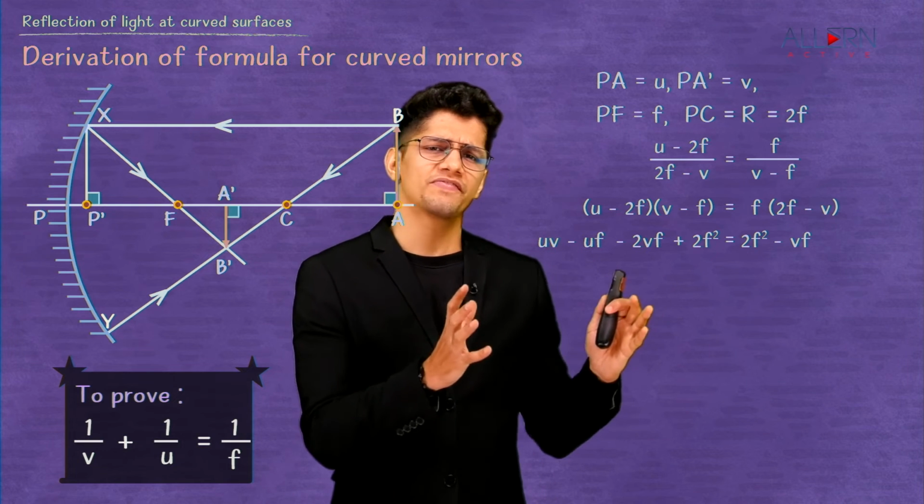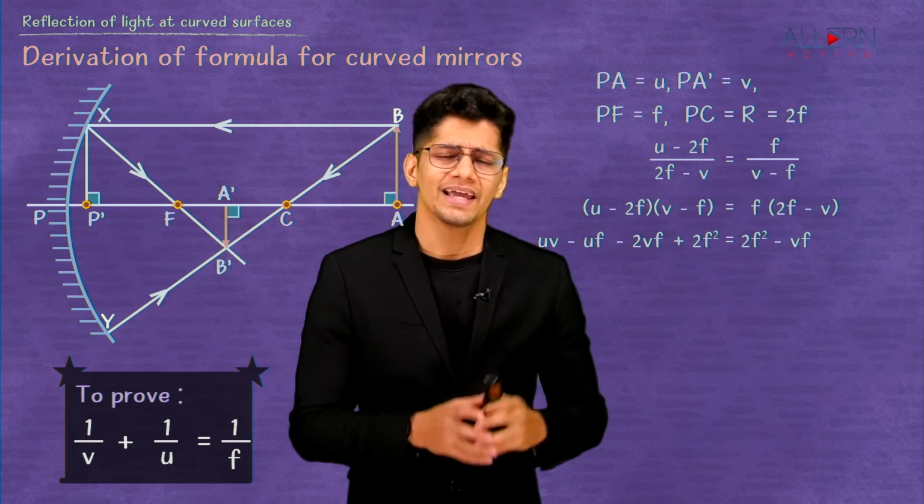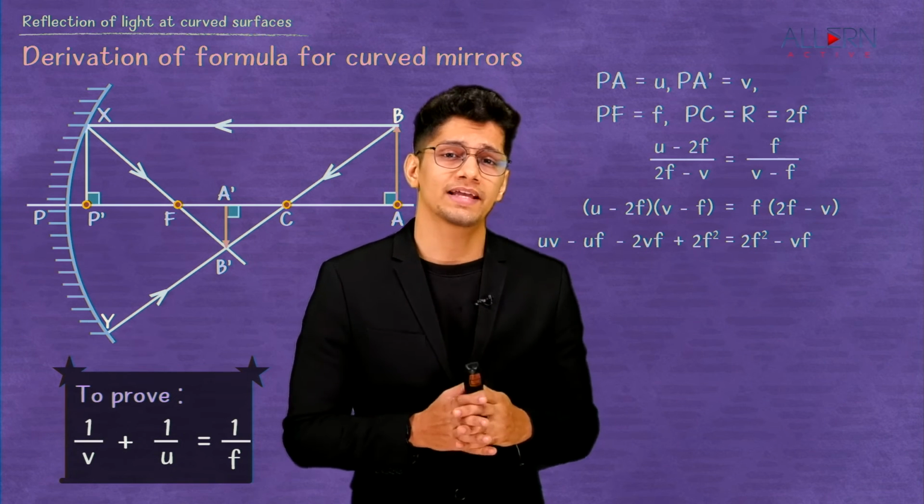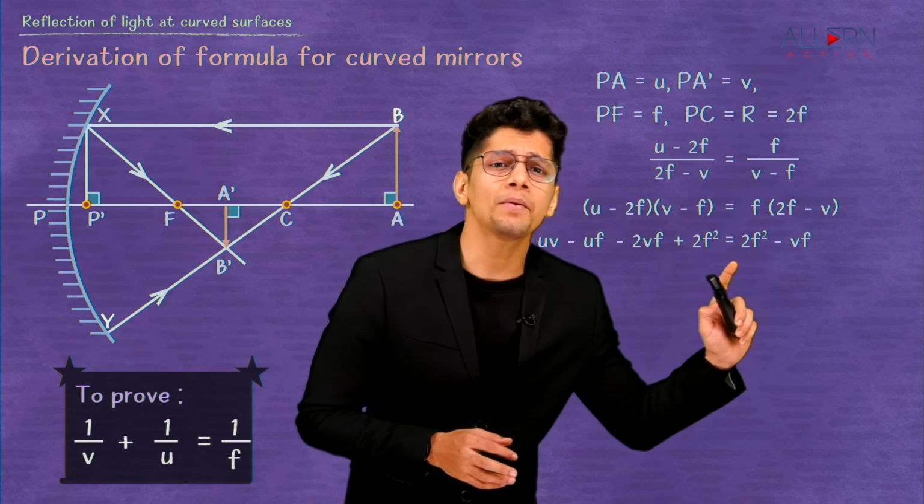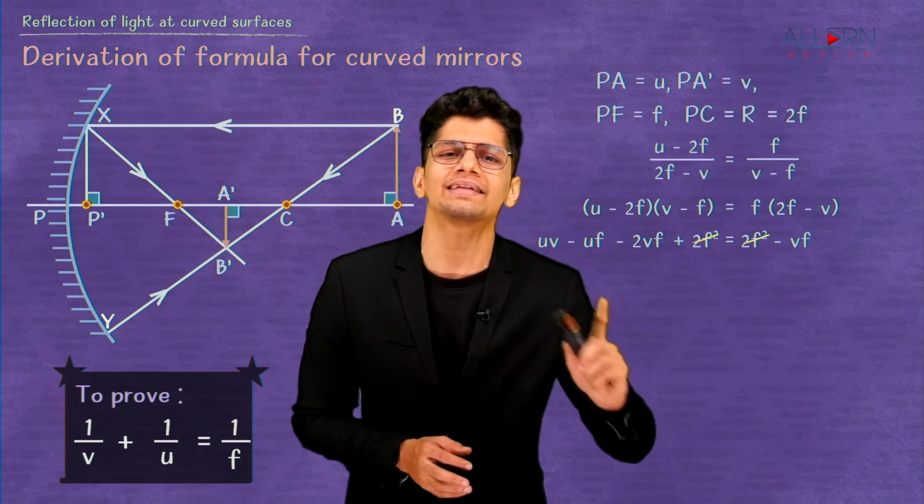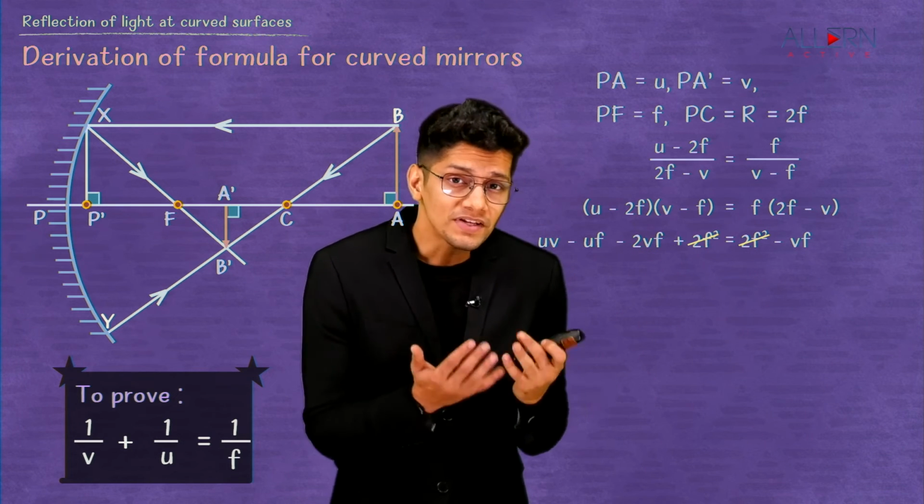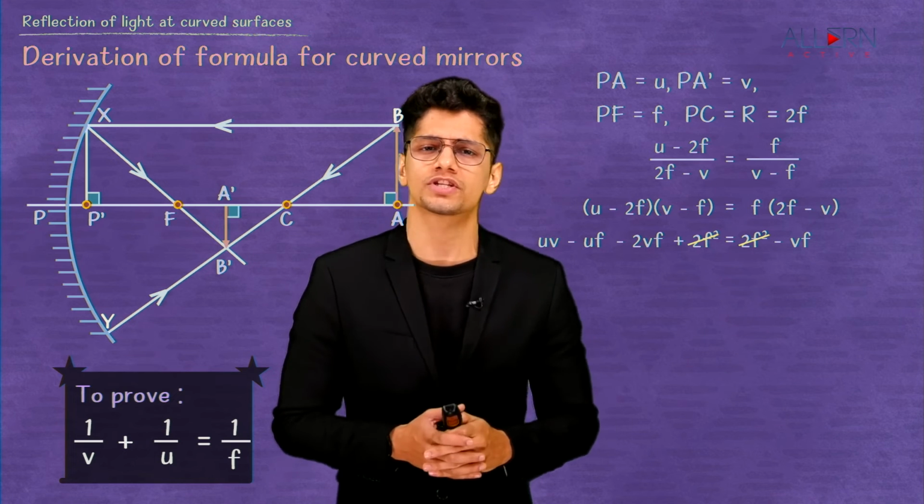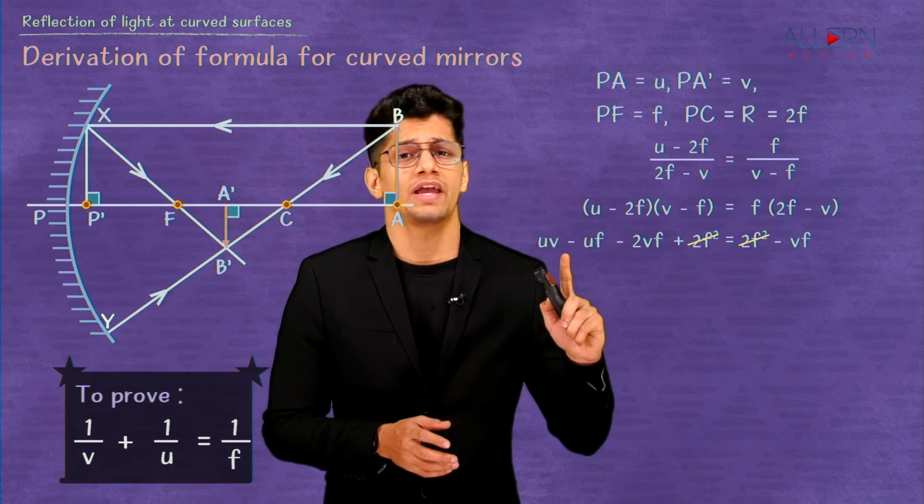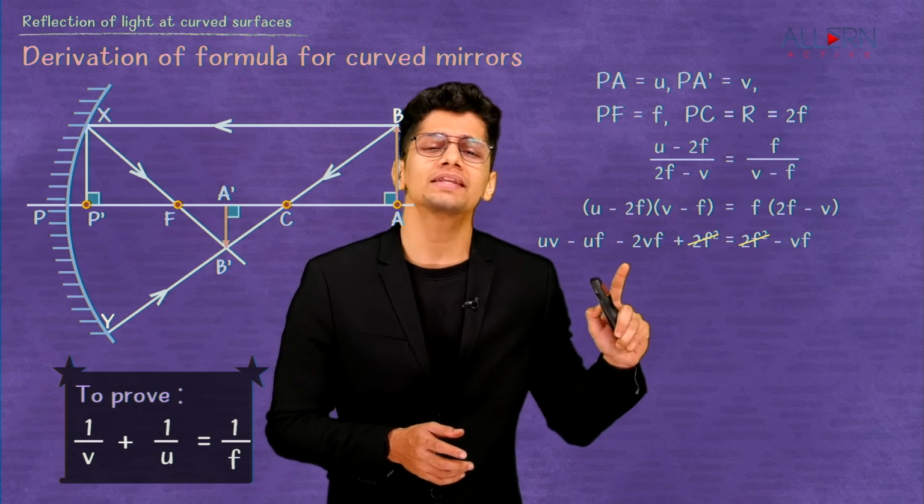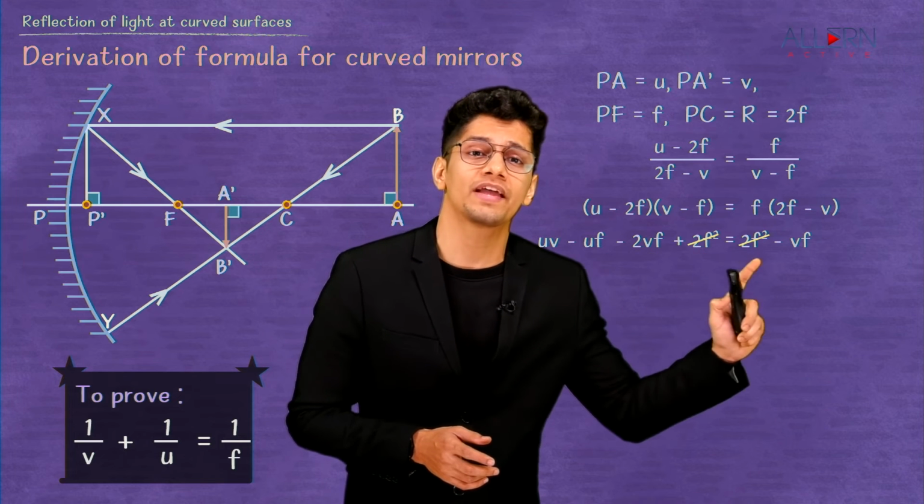Now let's observe the left hand side and the right hand side. Can anything get cancelled over here? Yes, right? Because plus 2f square and plus 2f square on the right hand side will get cancelled. Now after this, again we have to observe the equation. We have uv, we have minus uf, minus 2vf, and on that side we have vf.